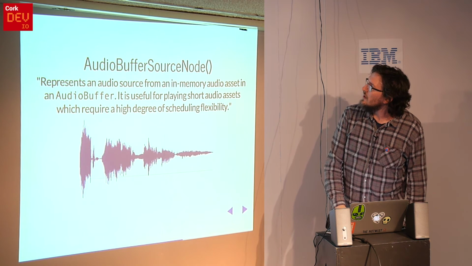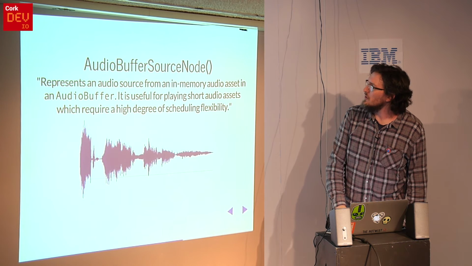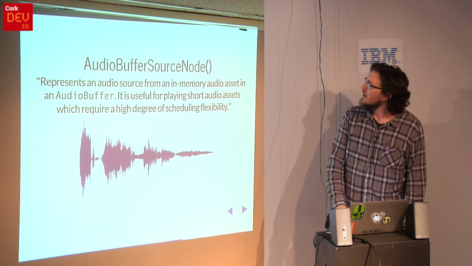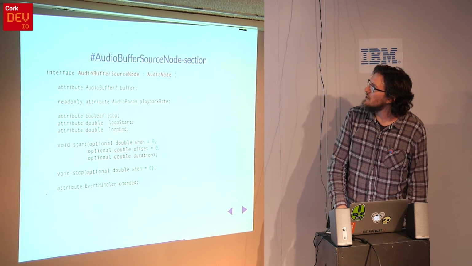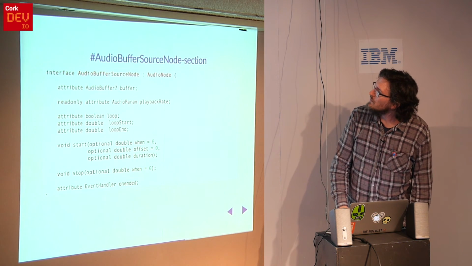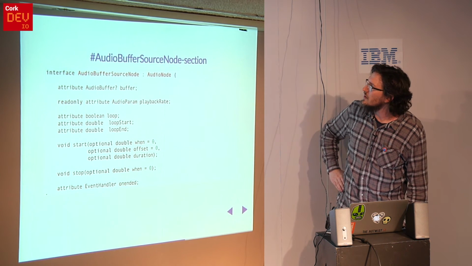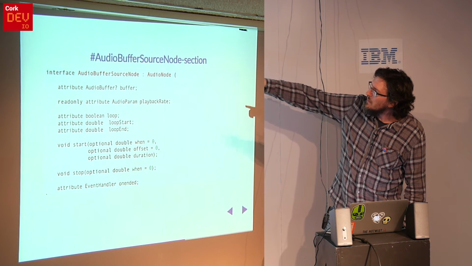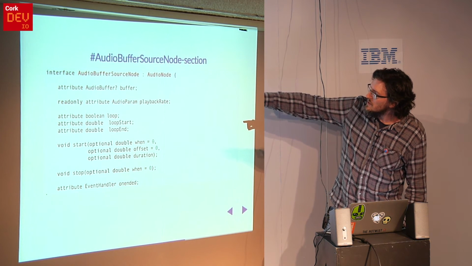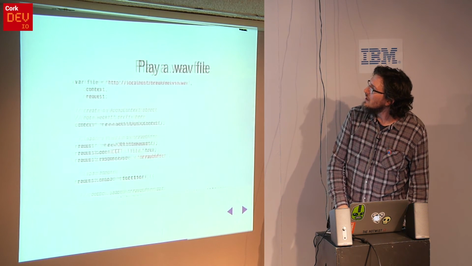Okay, so let's look at a few. The audio buffer source node represents an audio source from an in-memory audio asset in an audio buffer. It is useful for playing short audio assets which require a high degree of scheduling flexibility. So these are used to play samples basically. If you go onto the working draft, they show you the interface here. So you can do things like set playback rate, set loop points, and set start and finish times and all that kind of stuff.